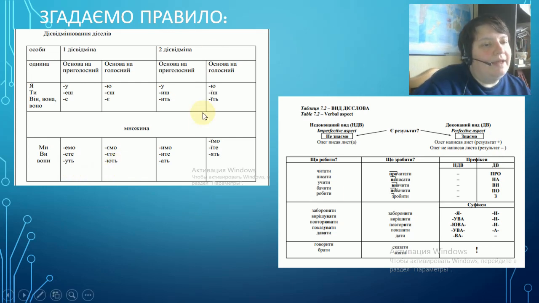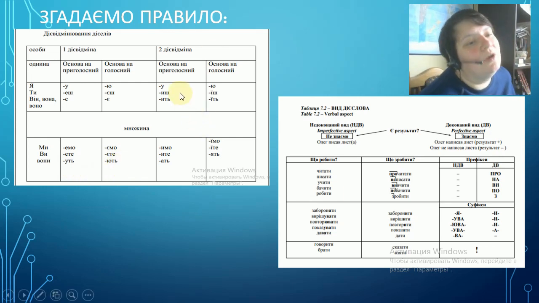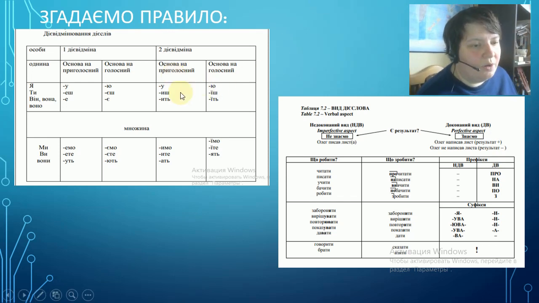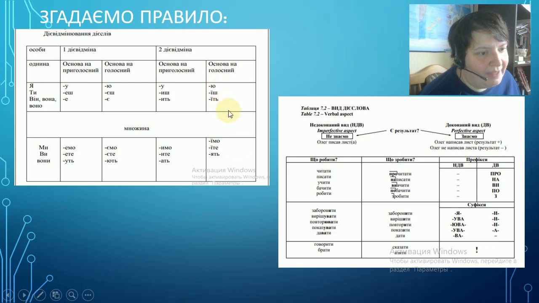And the second type of conjugation, we use these endings when the verb finishes on consonant: u, ish, its, and when the verb finishes on vowel: u, yish, yits. And in plural: imo, ite, ats, yimo, yite, yats.